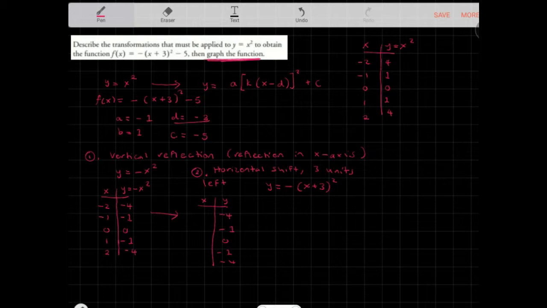Okay, and what we're going to do here is subtract 3 from all of our x values. So we're going to get negative 2 minus 3, which is negative 5, negative 1 minus 3, which is negative 4, 0 minus 3, which is negative 3, 1 minus 3 is negative 2, and 2 minus 3 is negative 1. Okay, so these are our points.